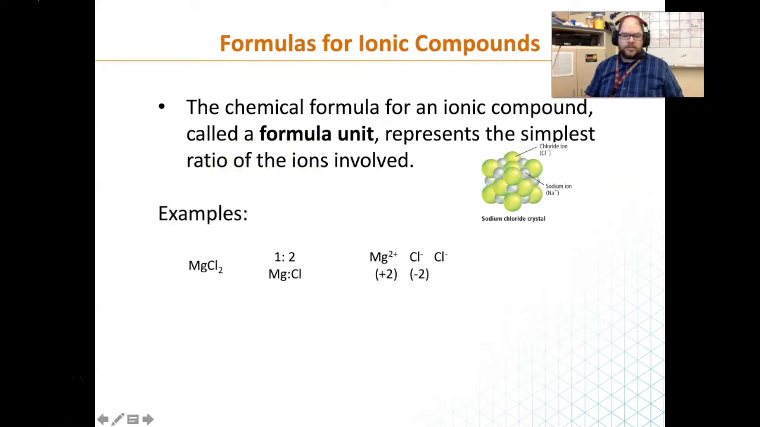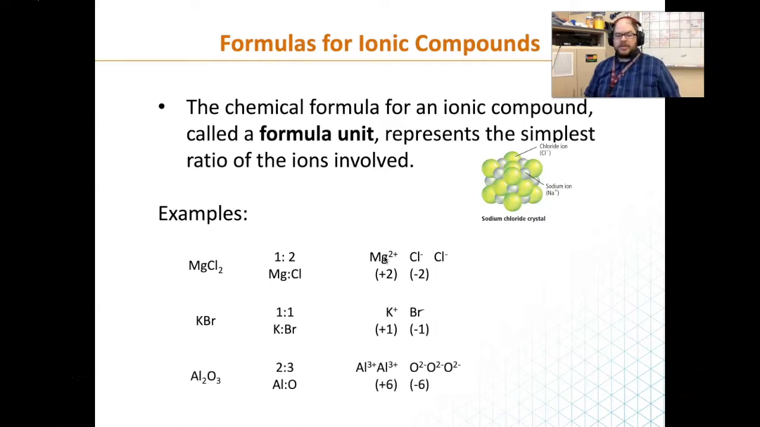A few other examples are magnesium chloride. Magnesium chloride is a 1-to-2 ratio, so we have 1 magnesium for every 2 chlorines. The reason why is because magnesium is a 2+ charge, and chlorine is a -1 charge. So what we need to do is balance their charges to 0. So we need 2 chlorines to balance out the 2 positive charge of the magnesium ion. Some other examples include potassium bromide. Potassium's +1, bromide's -1. So they're already balanced, so that's a 1-to-1 ratio.